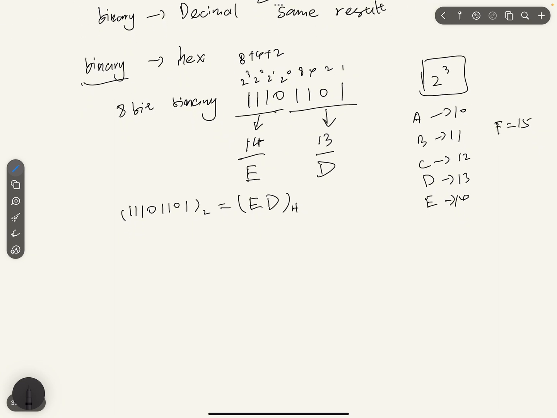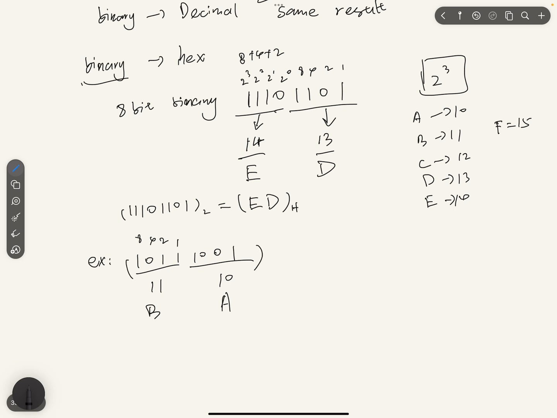Let's see if we have another example. Let's say we have binary 1011 1010. Another example. So we just group the two. Say it's 1, 2, 4, 8. So this one will give us 11. This one will give us 10. So 10 is A in hex. 11 will be B. So the result for this binary will be BA in hex.